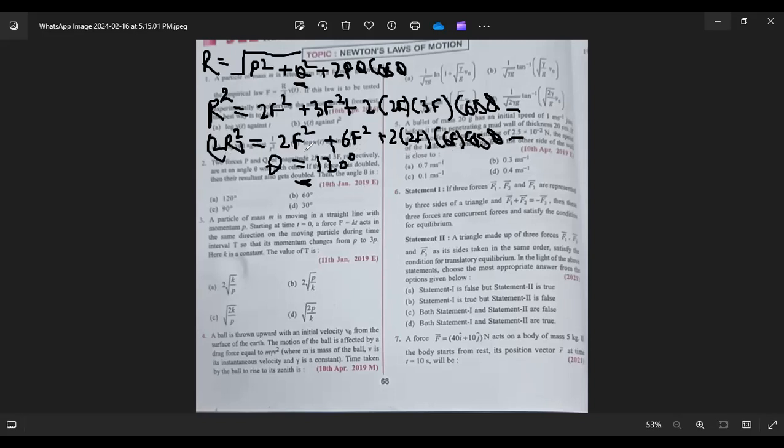Here 2r square, 2f square, 6f square. Here it is 12 into 2, 24 cos theta. Here it is 3 into 2, 6, 6 into 2, 12. And all the values are the same. So you can solve it, now theta is equal to 120 degree. A is the right answer.